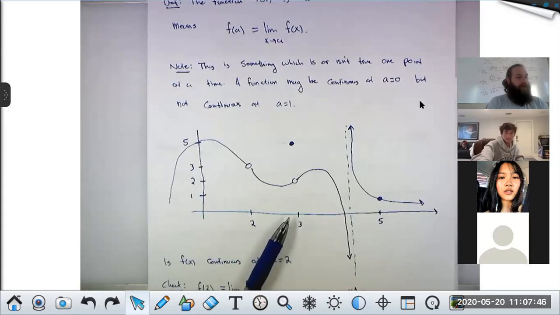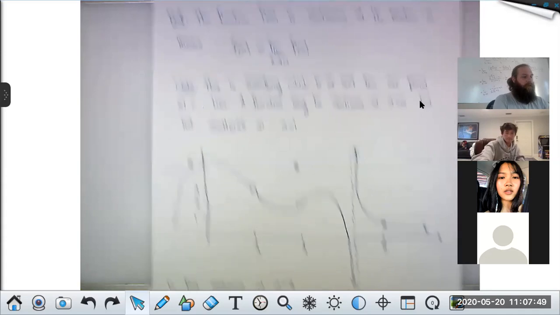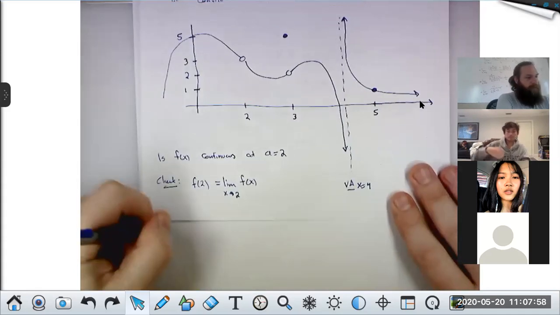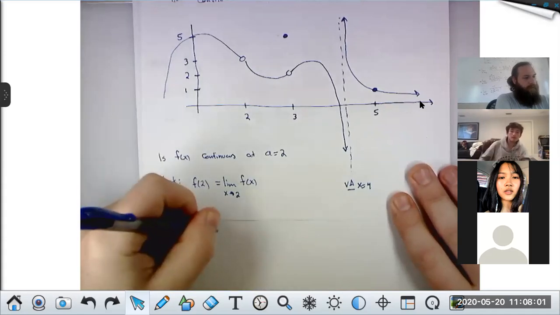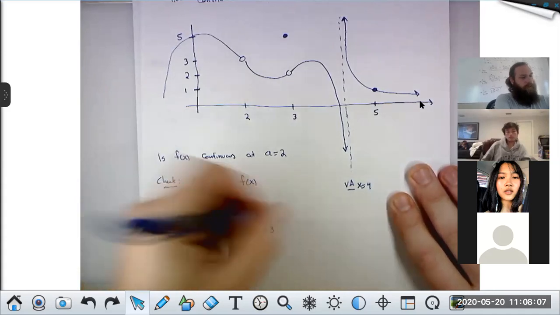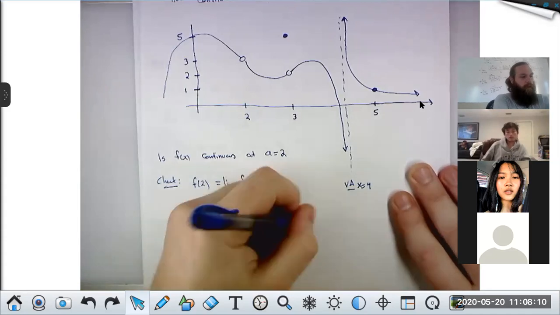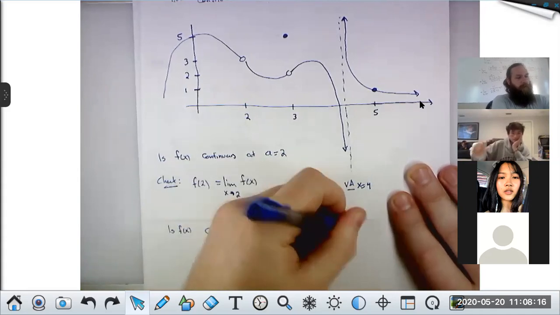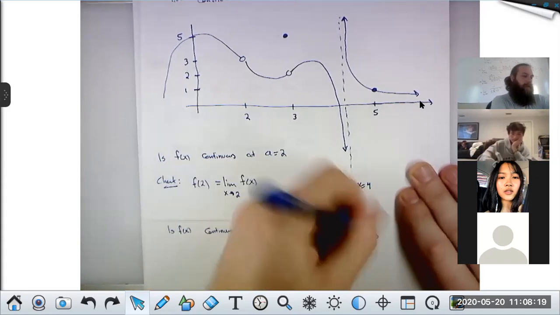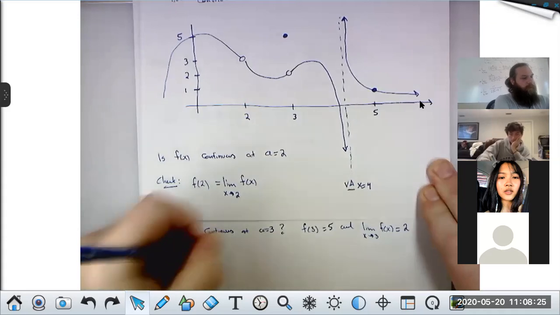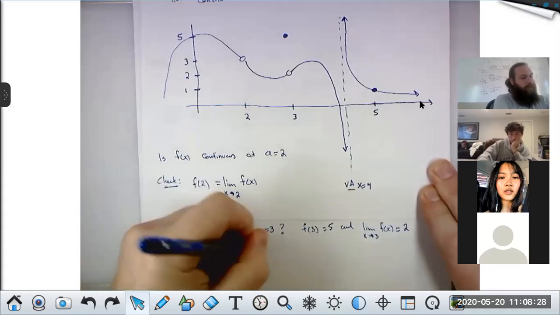The limit as x approaches 3 of f of x is equal to 2. What is f of 3? 5. So is this continuous at a equals 3? Well, f of 3 is 5, and the limit as x approaches 3 of f of x is 2. And 5 is definitely not equal to 2, so no.